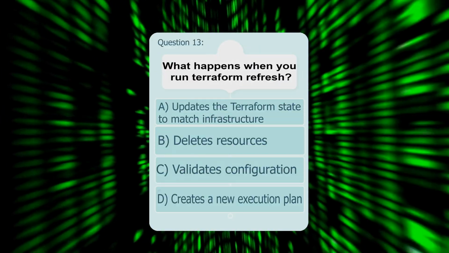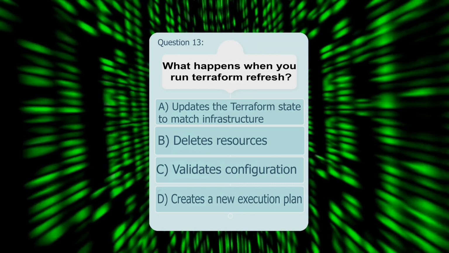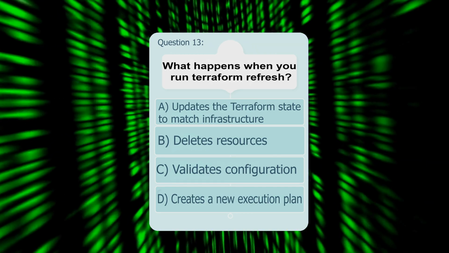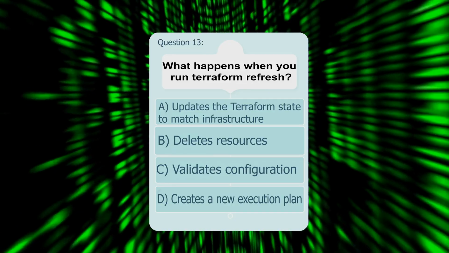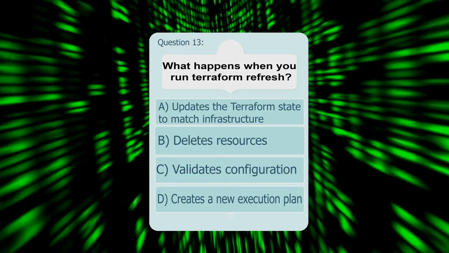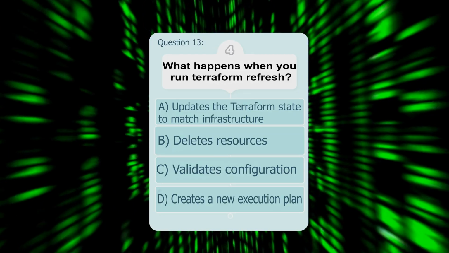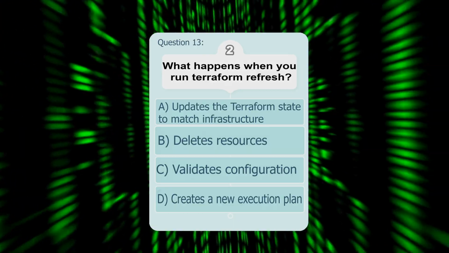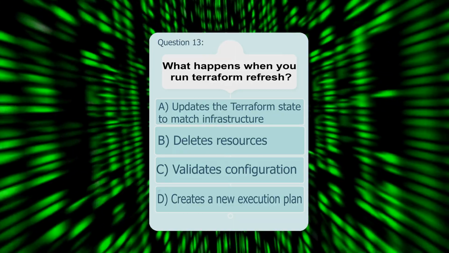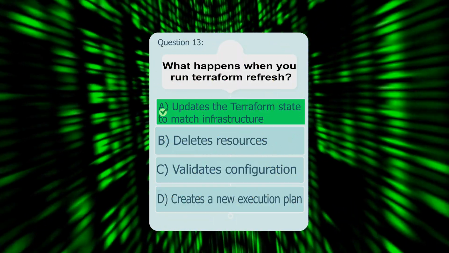Question 13. What happens when you run Terraform refresh? A. Updates the Terraform state to match infrastructure. B. Deletes resources. C. Validates configuration. D. Creates a new execution plan. Answer. A. Updates the Terraform state to match infrastructure.